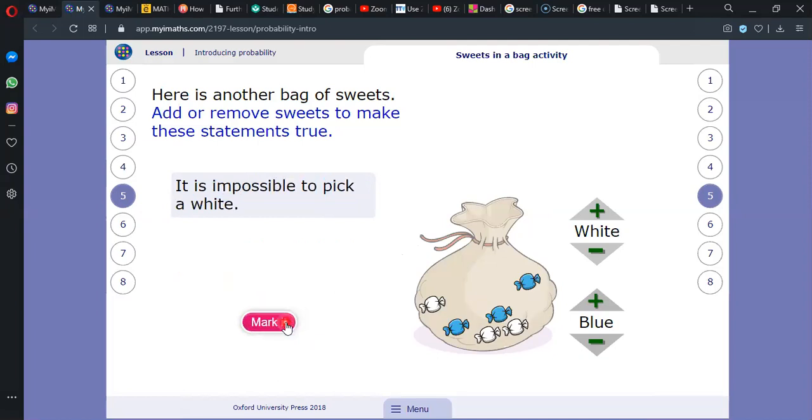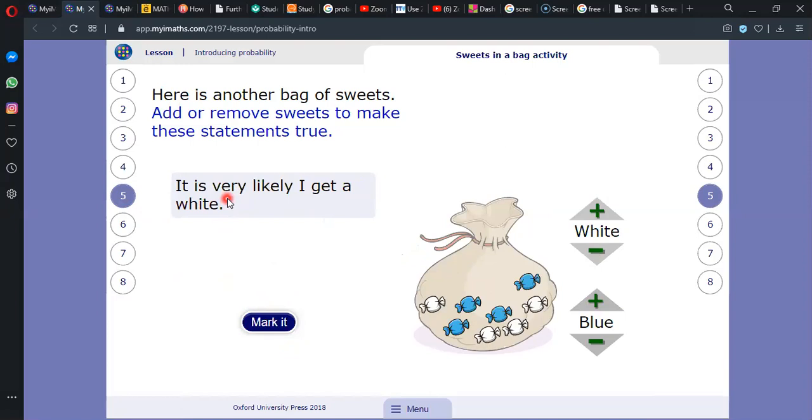So if I pick another question, let's take a look at this. It is impossible to pick a white. If it is impossible to pick a white, guys, that means we shouldn't have any white sweets inside this bag. So I'm going to come to white, remove the white, remove the white, remove the white. So in this case, it is impossible to pick a white. Definitely we are correct.